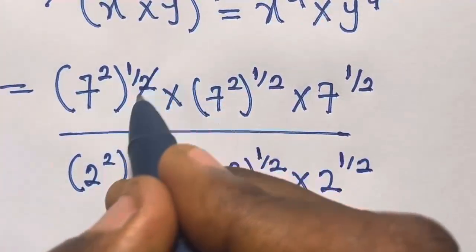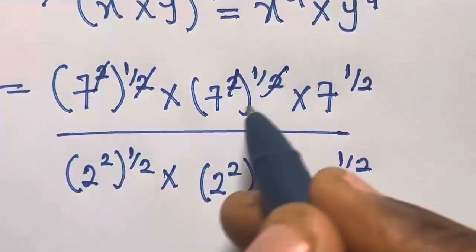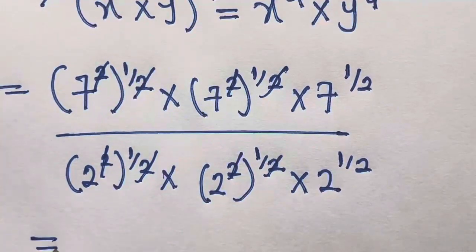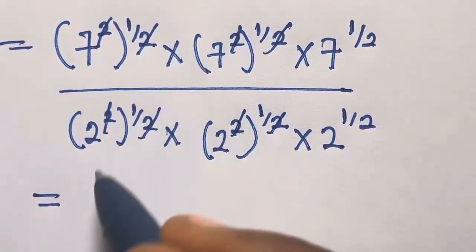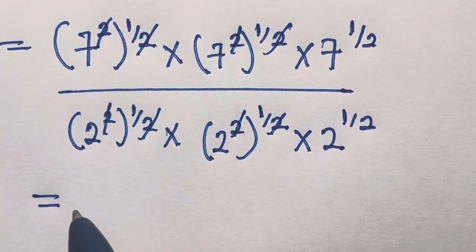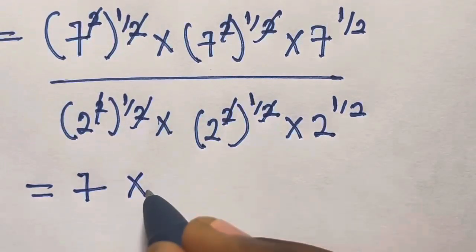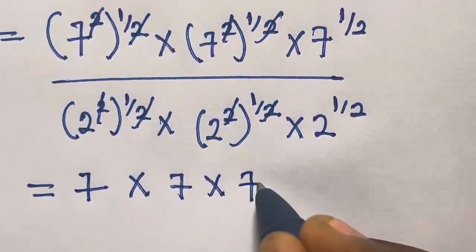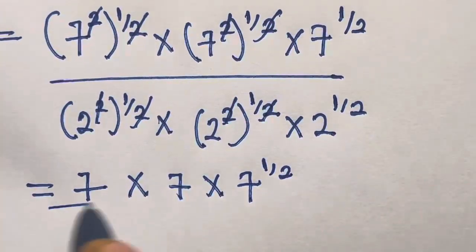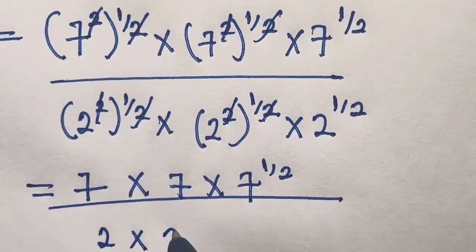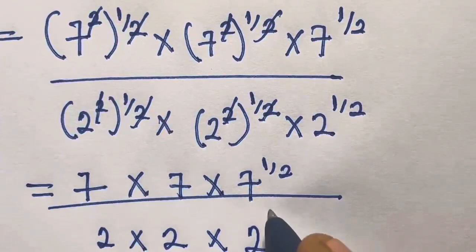And if you look, this cancels this, this cancels this, and this cancels this. So we are left with 7 times 7 times 7 times 7 raised to the power 1/2, divided by 2 times 2 times 2 raised to the power 1/2.